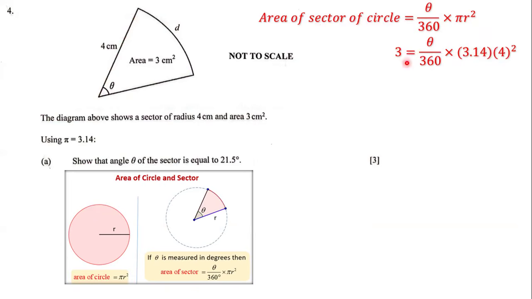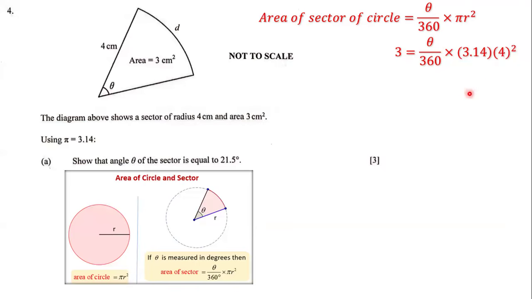The area of the sector is 3, so we substitute that as well, because it says right here that the area is 3 centimeters squared. And so we have 3 is equal to theta over 360 multiplied by 3.14 times 4 squared. Again, 3, because the area is 3, is equal to theta over 360 multiplied by 3.14, that's pi, times r squared, which is 4 squared.